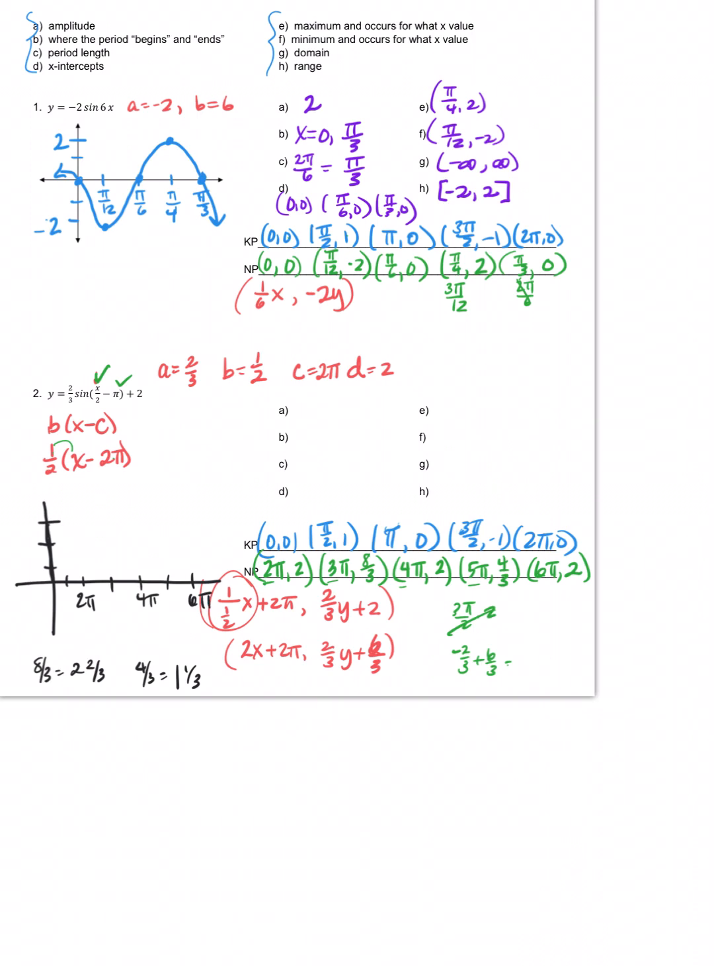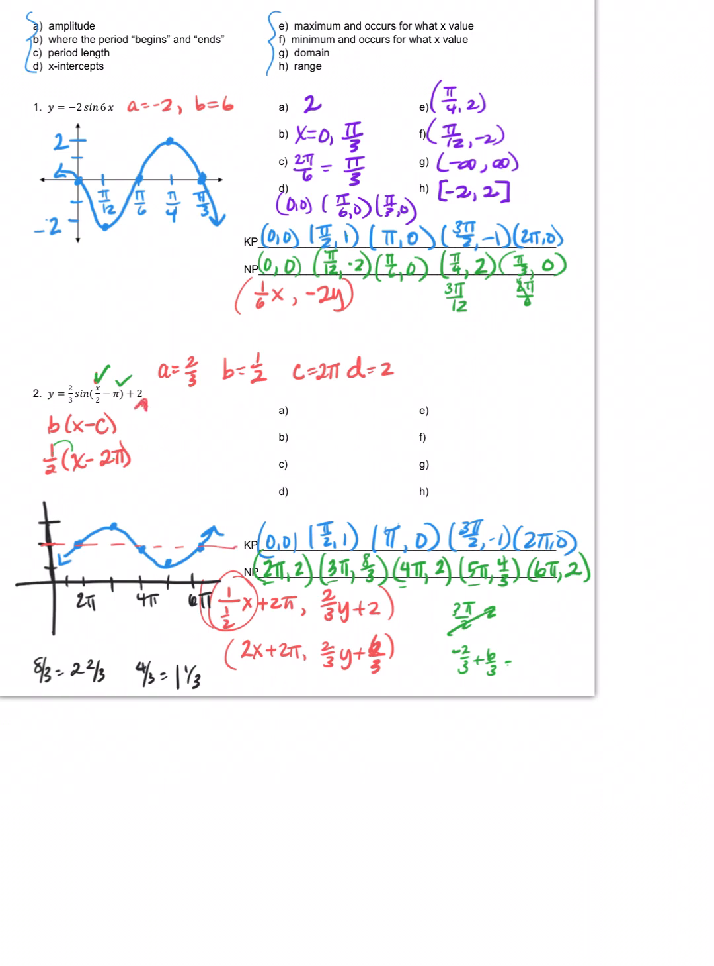Okay, now plot our points. So at 2 pi, we're at 2. At 3 pi, we're at 2 and 2/3. At 4 pi, we're back at 2. 5 pi, we're back at 1 and 1/3. And at 6 pi, we're back at 2. So notice it's just changed our midline. It's changed where that midline lies. So now that our midline is moved up to 2, which makes sense because of the plus 2 over here.